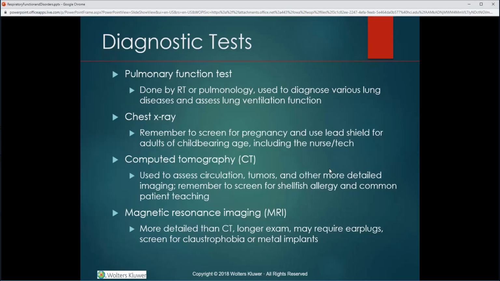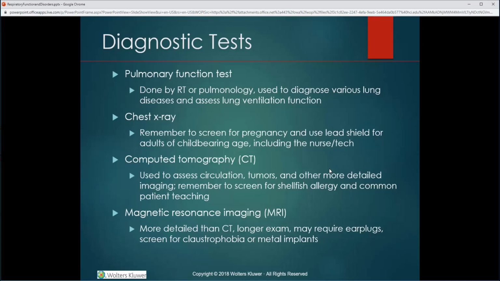CT, we already just talked about it with the last exam. Make sure they don't have a shellfish allergy. Make sure they don't have an iodine allergy, and make sure they have good kidney function. A CT is a CT is a CT. An X-ray is an X-ray is an X-ray. Doesn't matter what part of the body you're doing it on. Now the results, of course, matter, but the test itself, they're all the same.